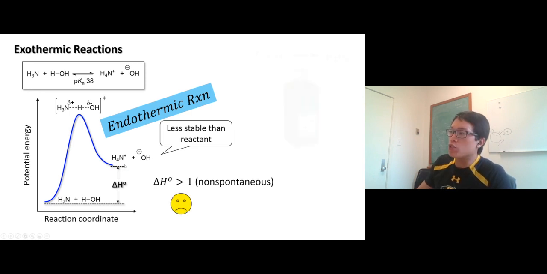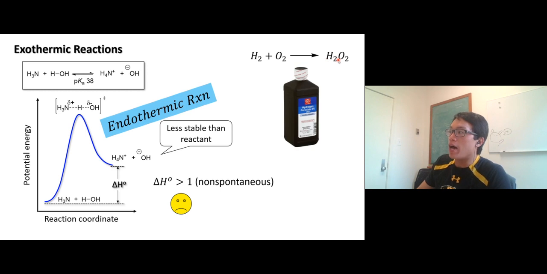Let me give you an example right here. We know that hydrogen peroxide decomposes over time to make hydrogen and oxygen. The backward reverse reaction, no. Hydrogen gas and oxygen gas are not going to become hydrogen peroxide. No, it needs a lot of energy for this to happen. So the reverse is not spontaneous.